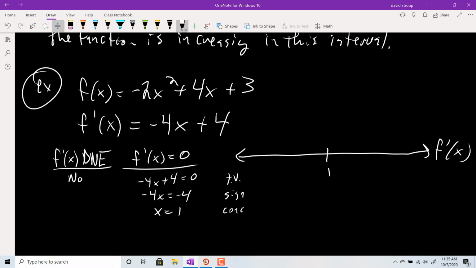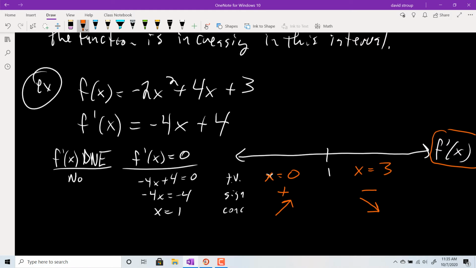So for the test value, you just pick any number in that interval from negative infinity to 1. So I'll pick 0. X is 0. Plug that value into the derivative. I'm working with the derivative. That's what I want to look at. Negative 4 times 0 is 0, plus 4 is 4. That's positive. And the conclusion there, if the derivative is positive, it is increasing. Now let's try x is 3. And I have negative 12 plus 4 is negative, so the function is decreasing.